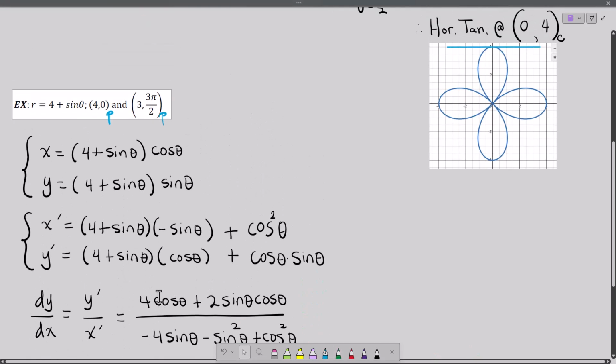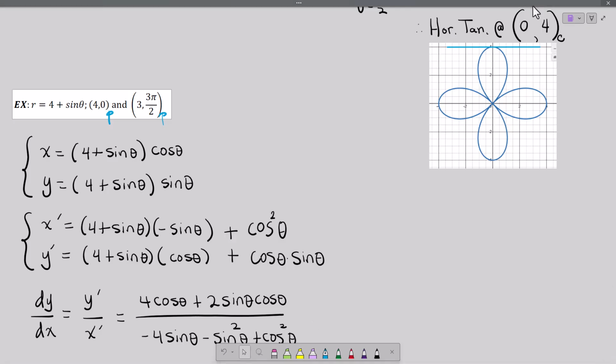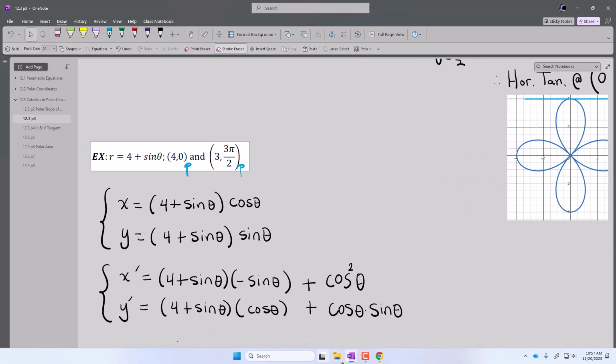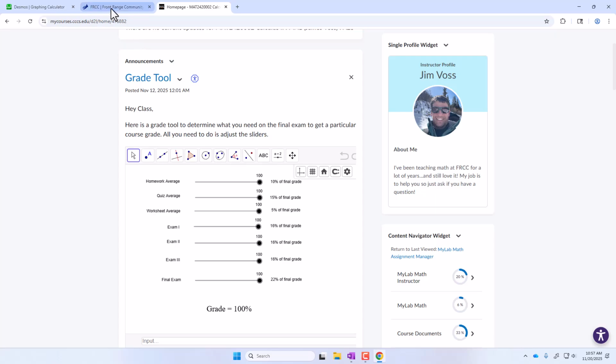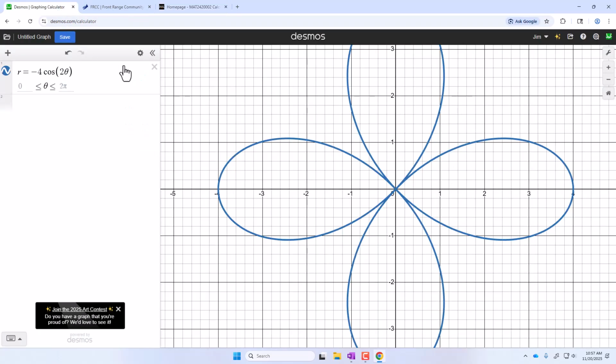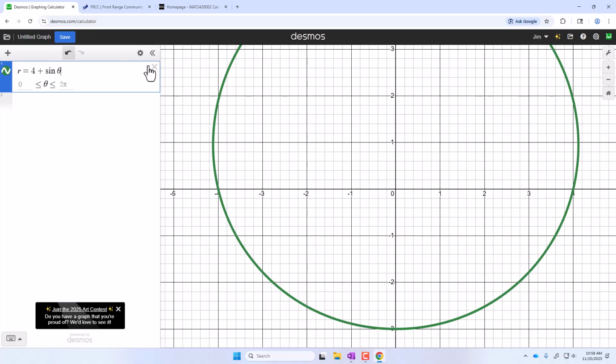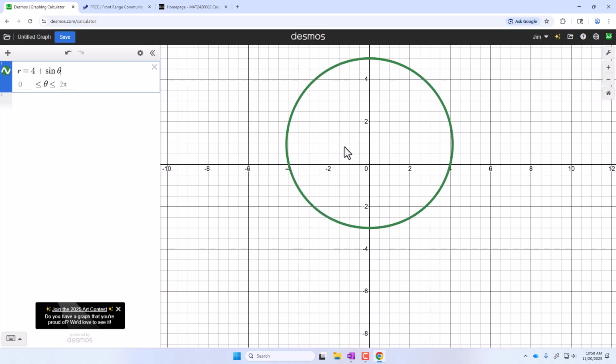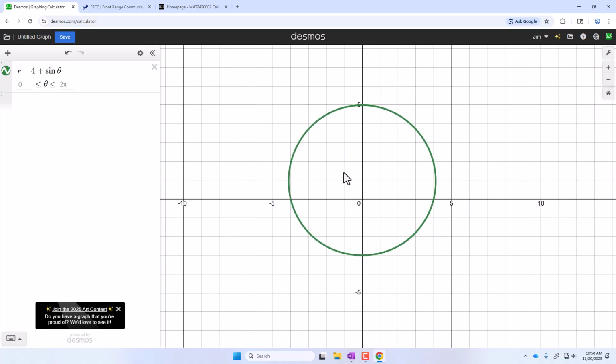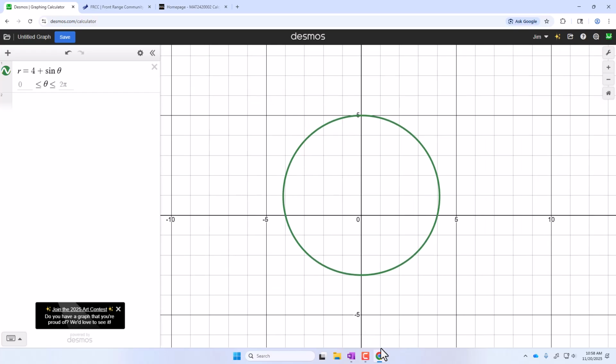So let's graph our curve and just get a sense. r equals 4 plus sine theta. All right, so there's our graph.